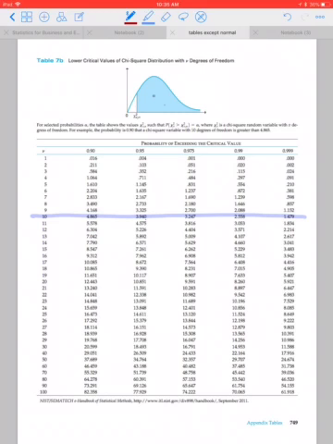Now, my question asks: what is the value here such that it leaves 0.025 to the left? The table does not give me the area to the left, but it gives me the area to the right. But I know that the area under the curve has to be equal to 1. So in this case, the area to the right has to be 0.975. Which value for a chi-square with 10 degrees of freedom leaves an area to the right equal to 0.975? That is the number here, 3.247.